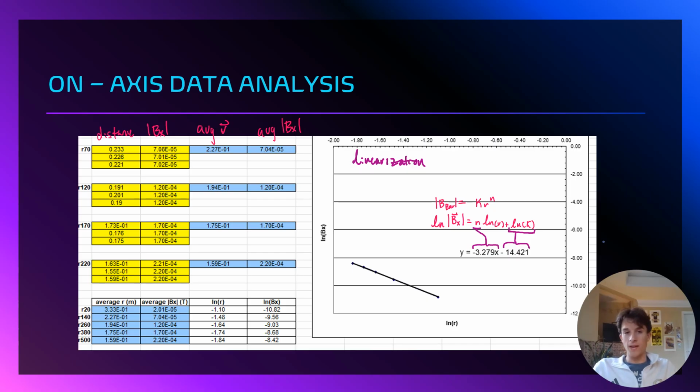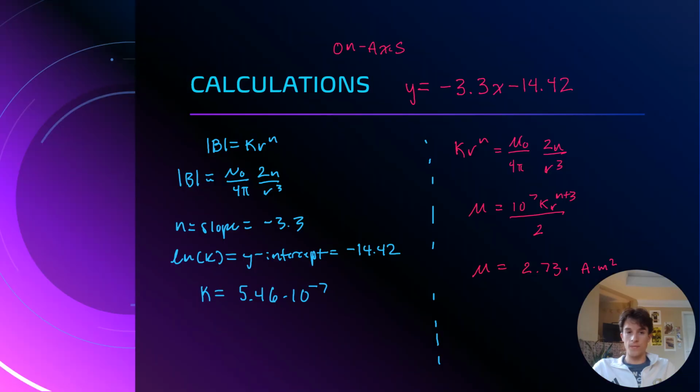So here's the data analysis I got for the on-axis values. As you can see, the left column is distance, the right column is the magnetic field. Then you average these and we linearize this formula to get the n and ln of k values, which are important. Using these values, we can calculate the magnetic dipole moment, which was 2.73. We basically just use the values from this graph and plug it into the formula until we only have one unknown, and then we solve.